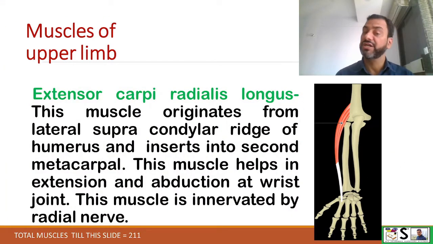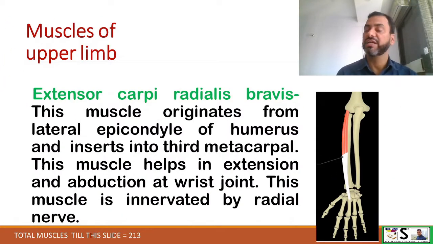Extensor carpi radialis longus. This muscle originates from the lateral supracondylar ridge of the humerus and inserts into second metacarpal. This muscle helps in extension and abduction at wrist joint, and this muscle is innervated by radial nerve.